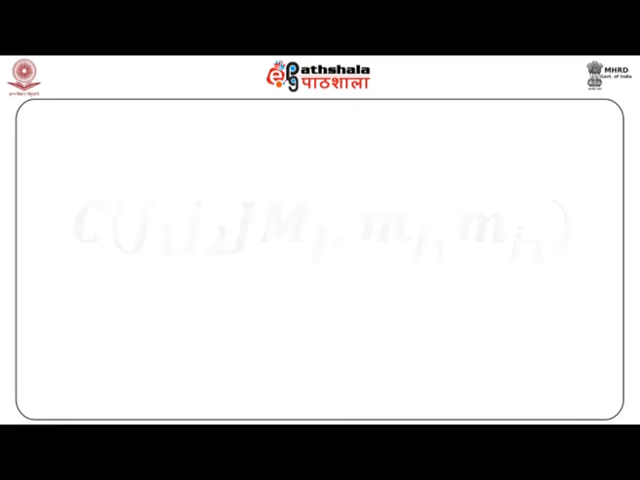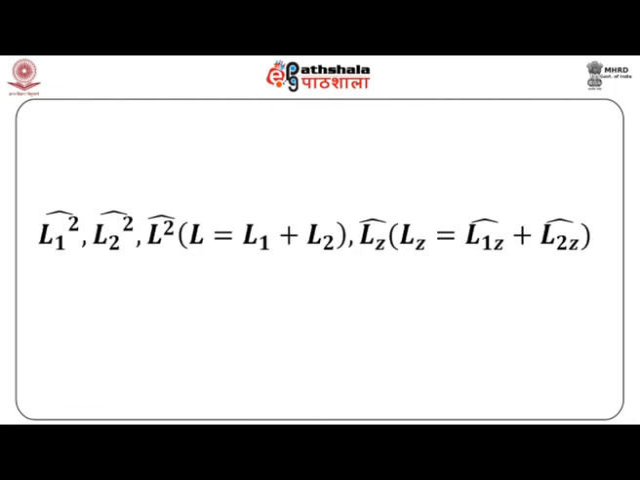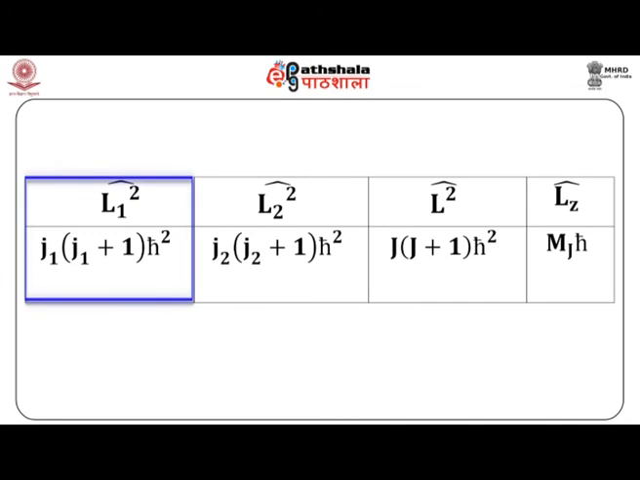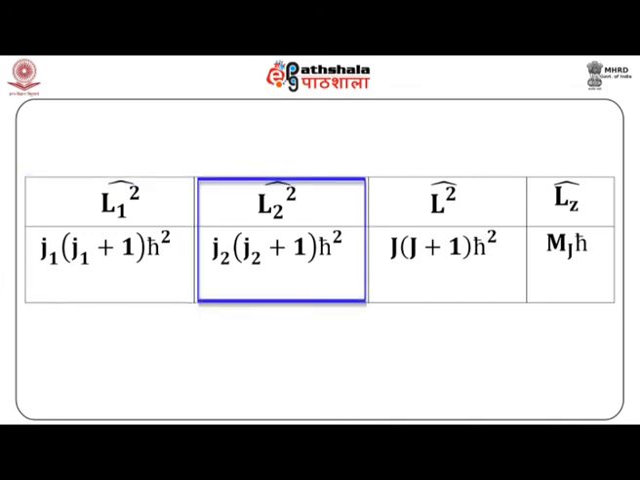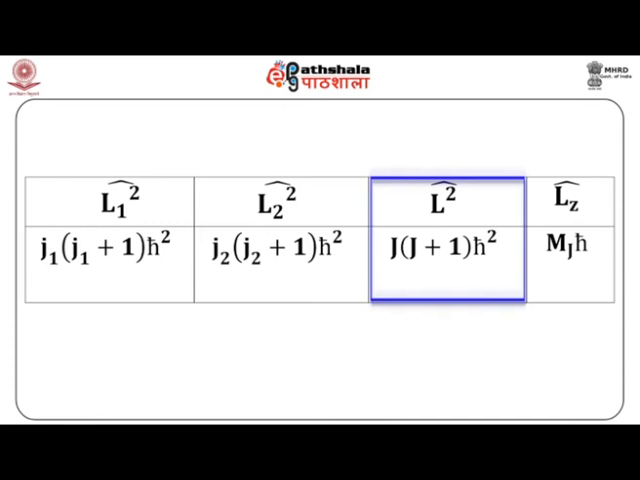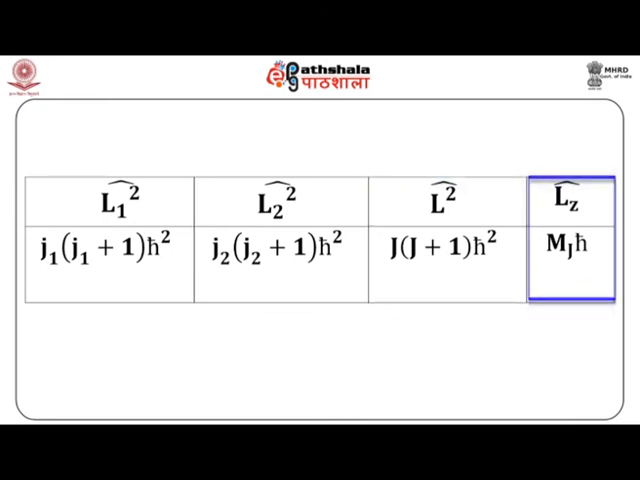The functions |j1, j2, J, M_J⟩ are eigenfunctions of the commuting operators L1², L2², L² and Lz with the following eigenvalues. L1² has the eigenvalues j1(j1+1)ħ², L2² has eigenvalues j2(j2+1)ħ², whereas the eigenvalues of L² are represented by J(J+1)ħ², and for the Lz component of the two-electron system the eigenvalue is represented by M_J.